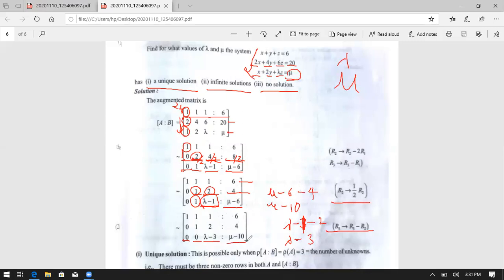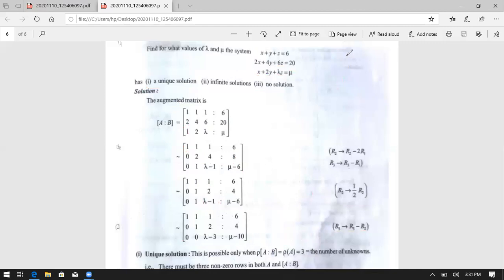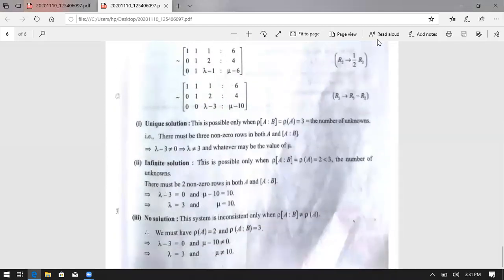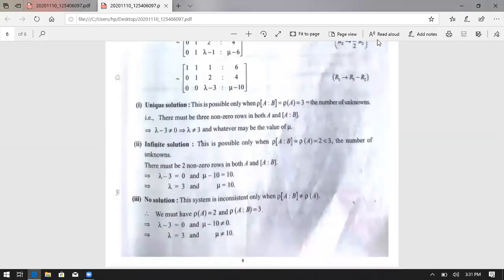Okay. Next step is, you know that one. Your question: first one is unique solution, second one is infinite solution, next no solution. First, unique solution. Unique solution means the rank of AB is equal to rank of A equal to 3.